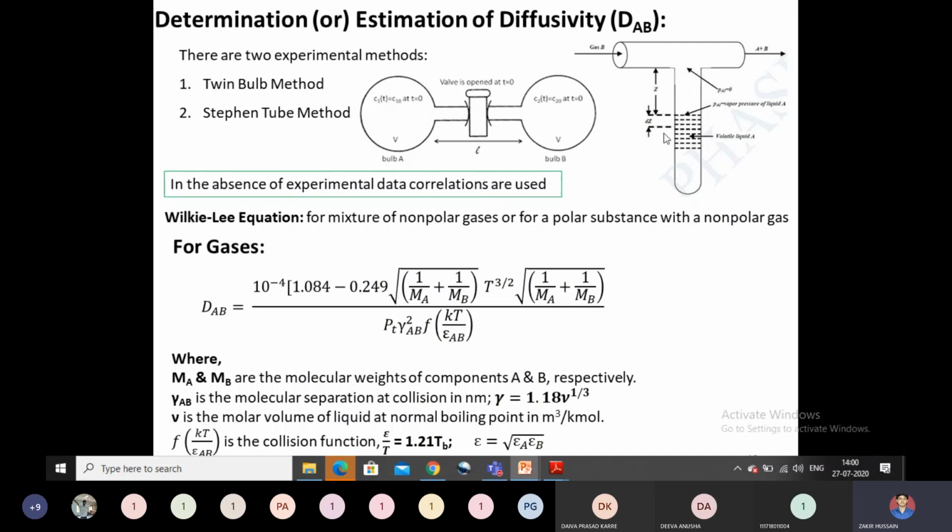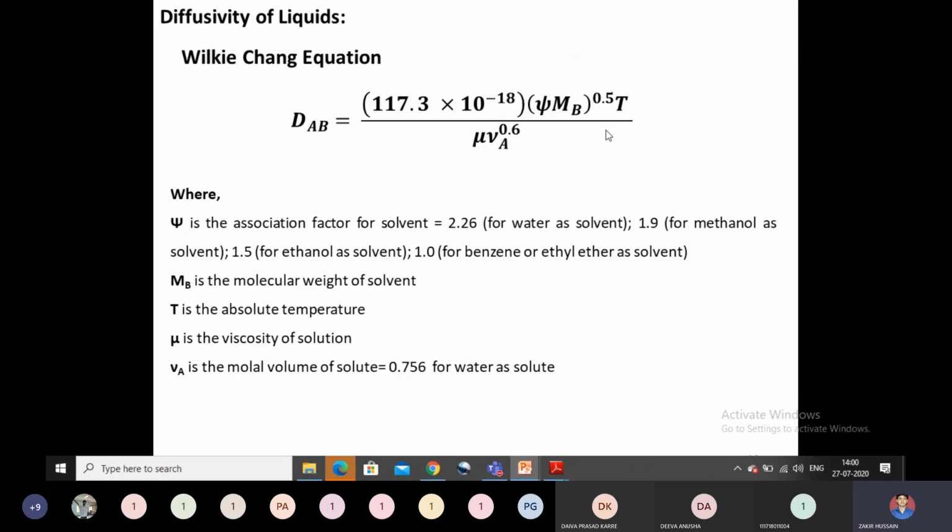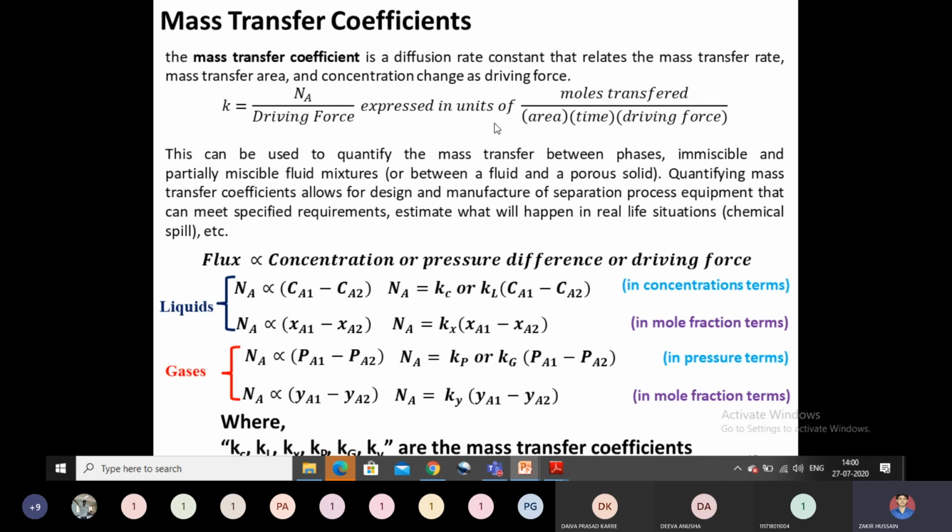For determination and estimation of diffusivities, you can see this one. There are two methods to determine the diffusivities: one is the Stefan tube and the second one is the twin bulb method. These are the experimental methods. If experimental data is not there, and experimentally we cannot conduct the diffusivity experiment, we can estimate through already formulated correlations. First one is the Wilke-Lee equation, applicable for gases. The next one is the Wilke-Chang equation, applicable for liquids.